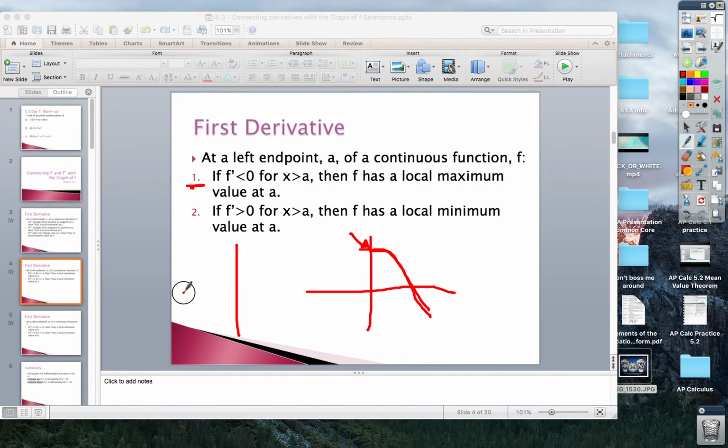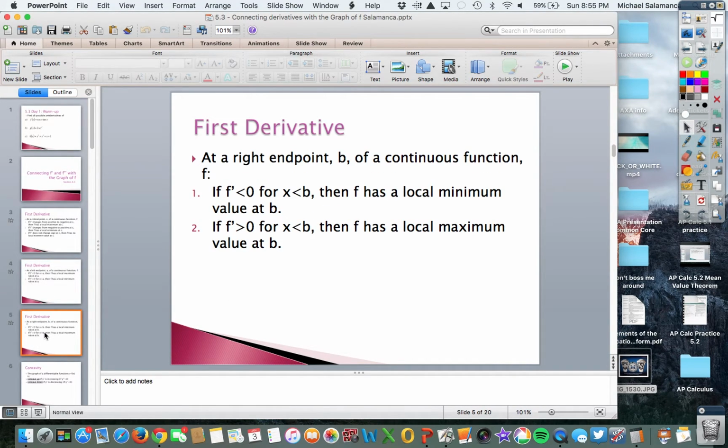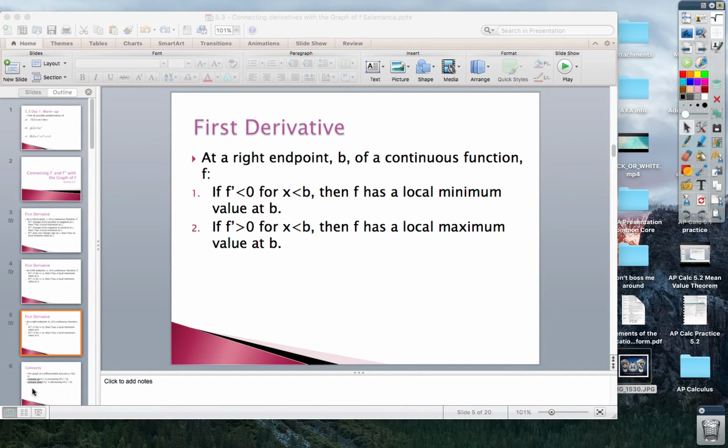Now if we look at an image for part 2, you'll notice here this is where our endpoint is. And since everything after that is increasing, like it's greater than 0, then f has a local minimum value at a. So I know that seems a little weird, but we'll have time to practice that in a little bit. So at a right endpoint b of a continuous function, if f prime is less than 0 for x less than b, then f has a local minimum at b. And number 2, if f prime is greater than 0 for x less than b, then f has a local max value at b. So again, we'll take a look at some examples.